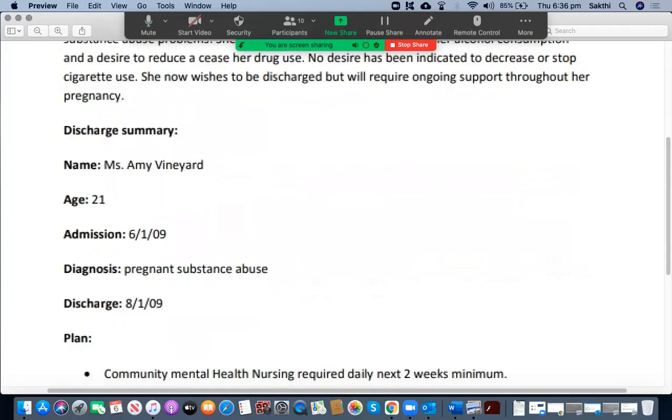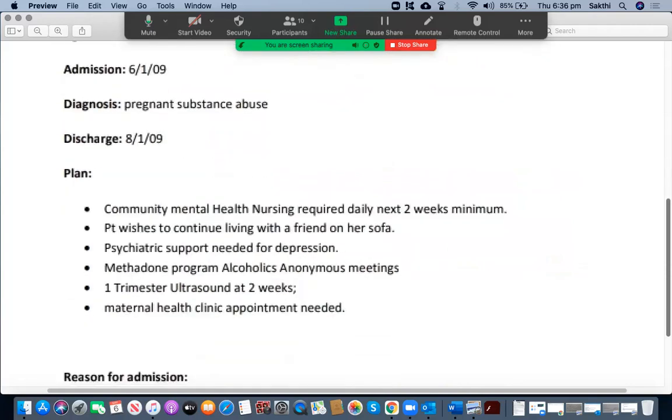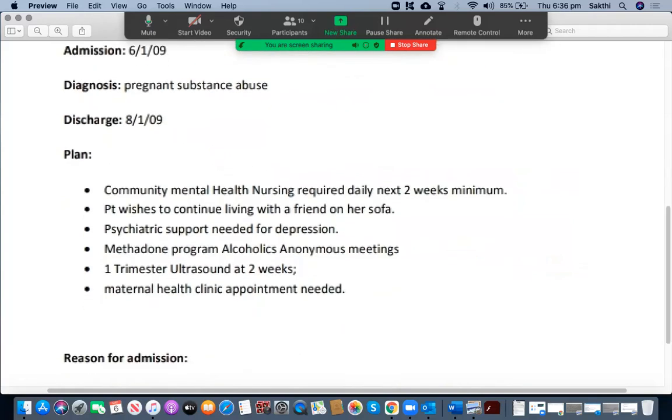Discharge summary: Miss Amy Vineyard, 21. Admission, that's okay. Pregnant, substance abuse. So she has been discharged in 2 days. On the 6th she was admitted, then the 7th, and then the 8th. Community mental health nursing required daily for the next 2 weeks minimum.